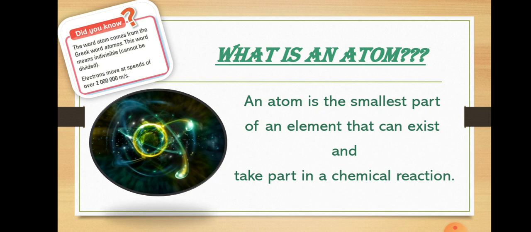What is an atom? Last topic of today's lecture. An atom is the smallest part of an element that can exist and also take part in a chemical reaction. So, as we all know, the atom is the smallest particle. Did you know the word atom comes from the Greek word atomos? This word means indivisible, that means cannot be divided, and electrons move at a speed of over 2 million meters per second.